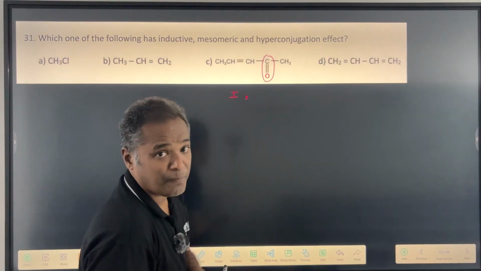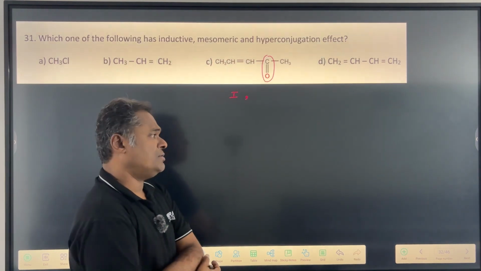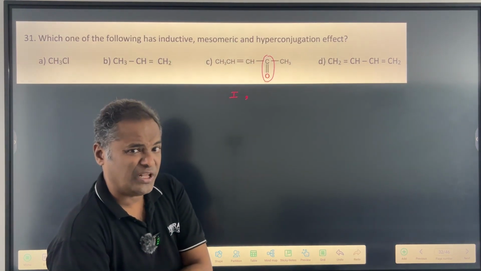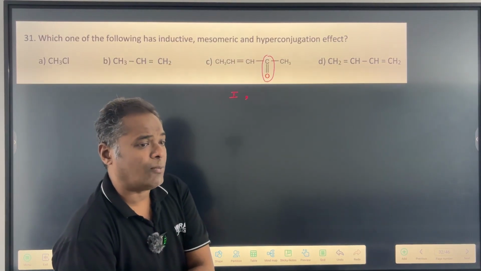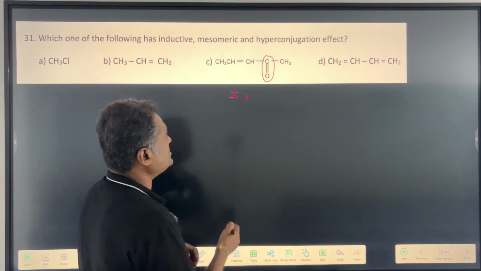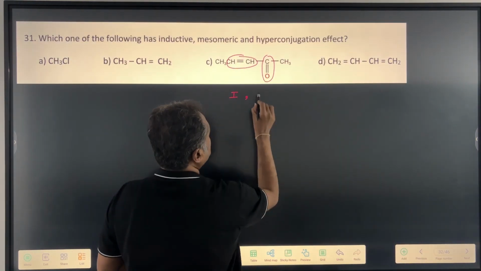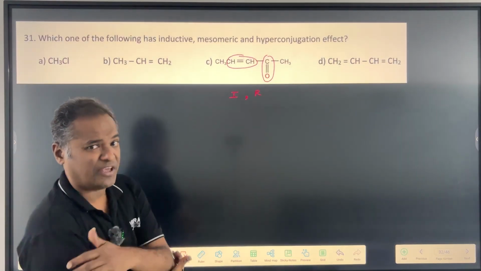Now second, if you check resonance. Now a condition for resonance is nothing but, one of the conditions, a pi bond alternate to a pi bond can show resonance. Yes, so here you can see this pi bond alternate to this pi bond. So even a resonance is possible in this case, which is called the mesomeric effect.